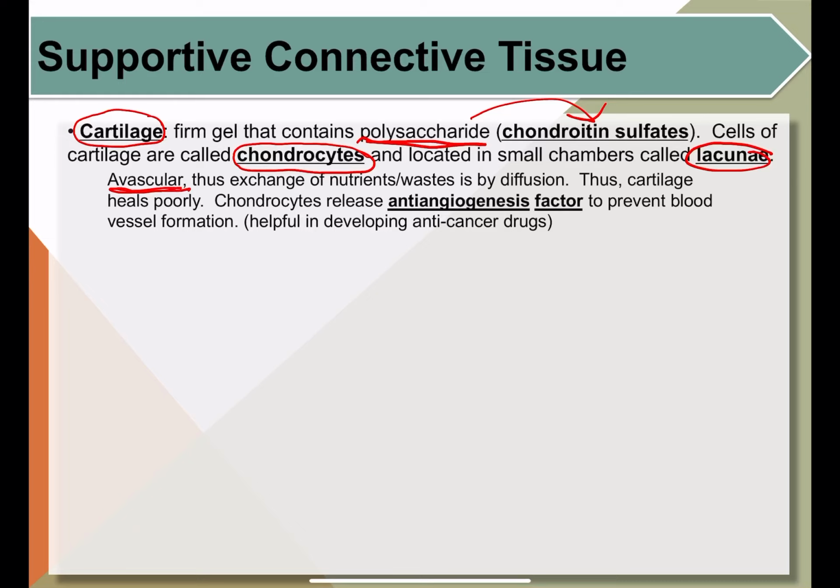And the reason why cartilage doesn't have any blood vessels is because chondrocytes are programmed to release something called anti-angiogenesis factor, which prevents blood vessel formation. Again, here's another good word for knowing all the different parts of the word so you know what it means. Anti means not or opposite of, okay? And angio usually means blood vessels, genesis, development. So no blood vessel development factor, in a sense.